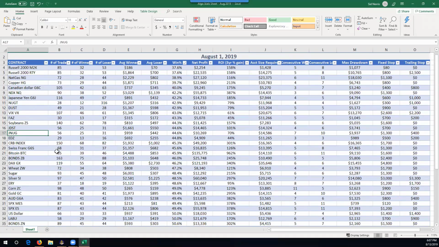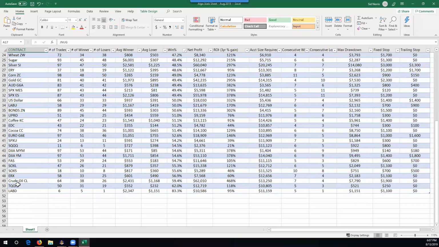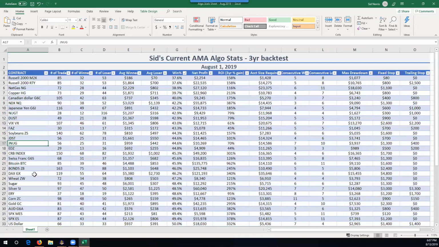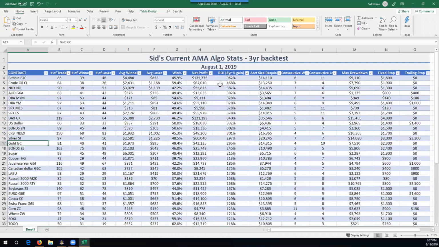The first item is number 4. The last item is number 50. So there's 51. So there's now 47 items on this list that I've programmed and back tested and optimized the algo for. Well, let's say we want to look at return on investment. What's bringing in the most dollars profit based on the account size required.